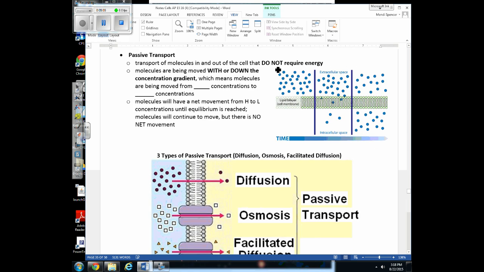So let's start with passive transport, and we said that, again, molecules and ions are being moved in and out of the cell, and it does not cost the cell any energy. These molecules or ions are being moved with the gradient or down the concentration gradient, which means that they're being moved from areas where they're in high concentration to areas where they're in low concentration. Now, you've probably heard that molecules, they're going to have a net movement from high to low until equilibrium is reached. And this is what we mean by equilibrium has been reached. So you can see that it looks like there's an equal amount of these substances on both sides of the membrane.